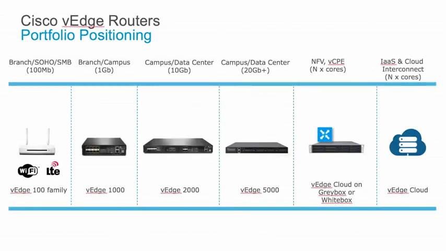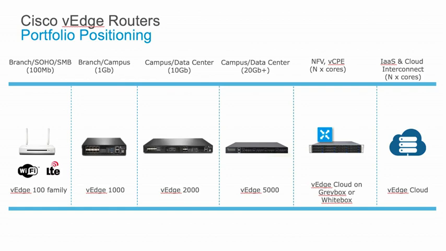Cisco's portfolio of physical and virtual vEdge routers offer the foundational platform for running the Cisco SD-WAN solution. Cisco's vEdge 100 family offers 100 megabits per second of encrypted throughput with options for integrated 4G LTE and Wi-Fi. It fits well in the smaller branch office environments.